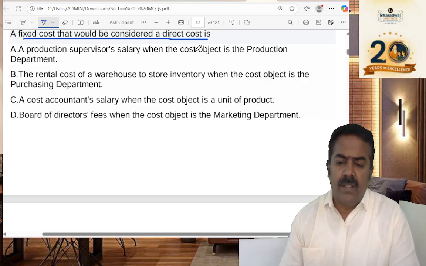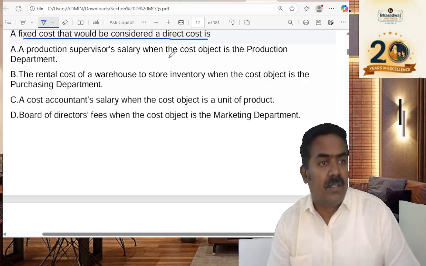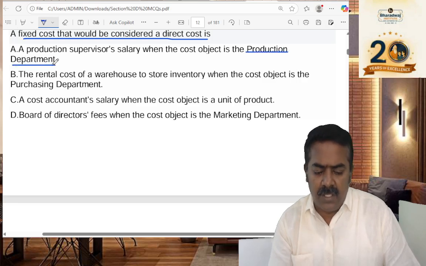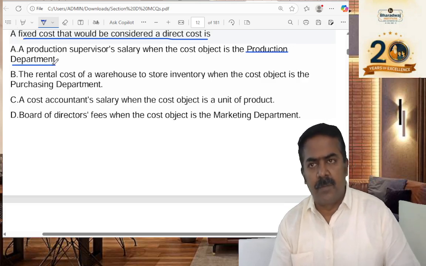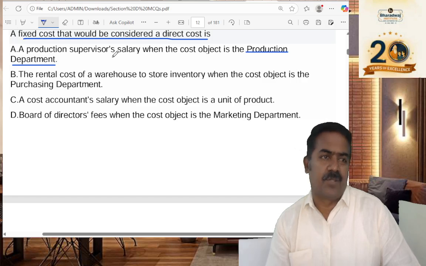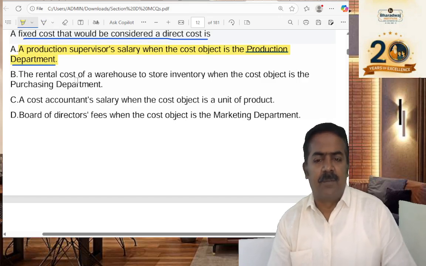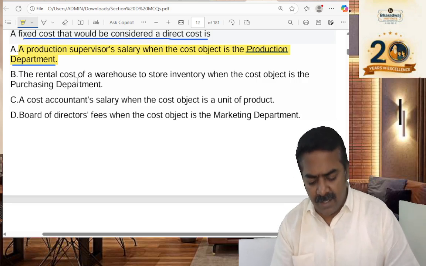Simple. A. Production supervisor salary when the cost object is which one? Production department. And production department is the cost object. When you are measuring the cost of production department, production manager salary will become direct cost to the production department. Otherwise, production manager salary is a direct cost to the production department, but indirect cost to the product.